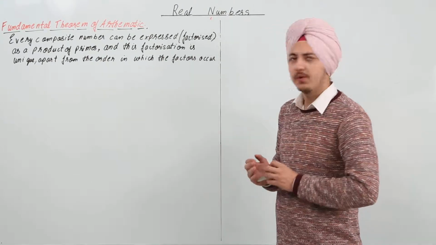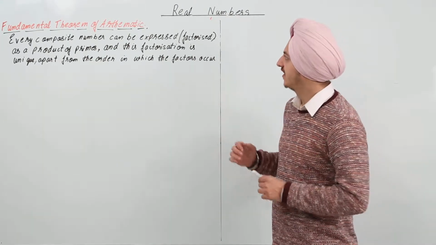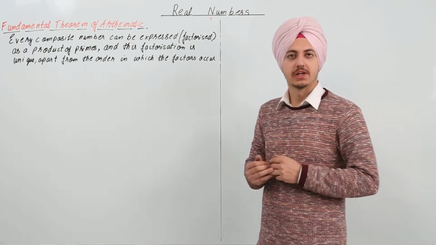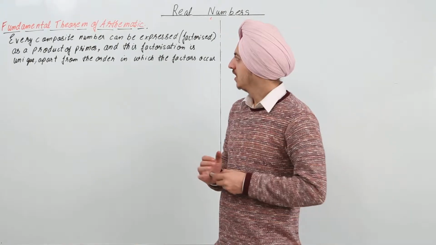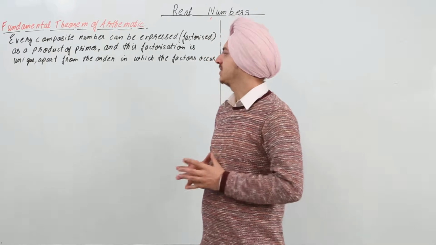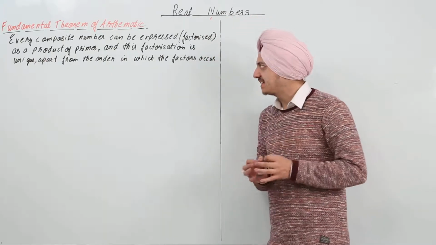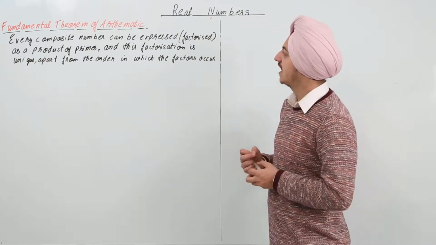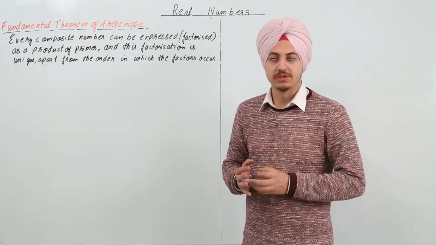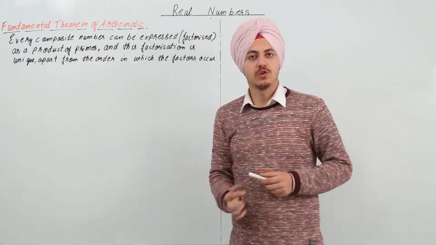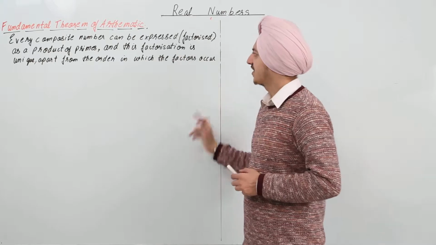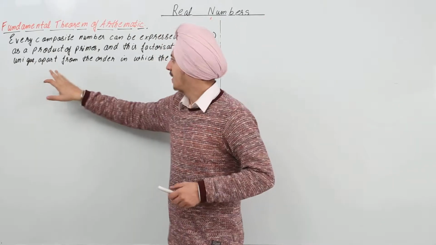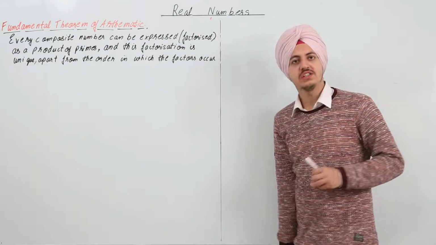Now, the next topic we have to cover in this chapter is the fundamental theorem of arithmetic. This is again a theorem which says every composite number can be expressed or factorized as a product of prime numbers or primes. Primes are also known as prime numbers. And this factorization is unique apart from the order in which the factors occur.